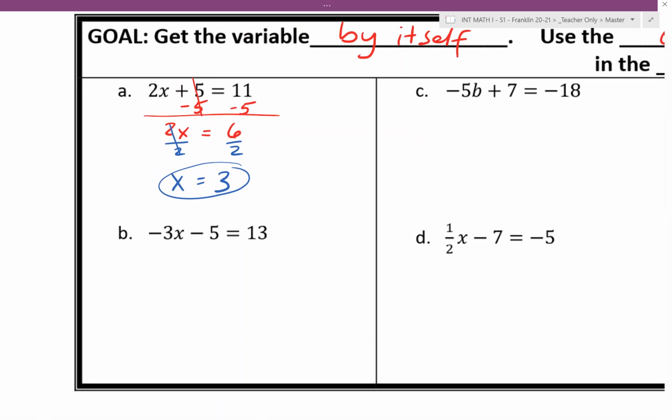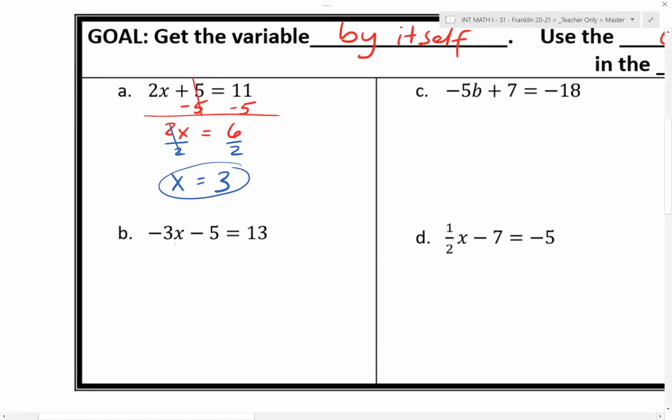Let's go to example B. It says negative 3x minus 5 equals 13. So x here is being multiplied by negative 3 and then subtracted by 5. So we have to take care of the 5 first. We're going to add 5 to both sides because that's the opposite operation. We're left with negative 3x equals 13 plus 5 is 18. So now our final step is to divide away the negative 3 because negative 3 times x, the opposite operation is to divide. So we're left with x equals, and 18 divided by negative 3 is negative 6.